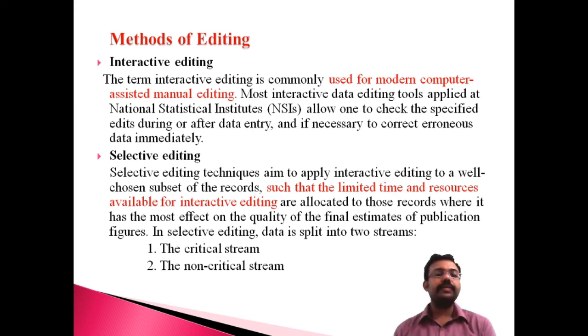And the second category is selective editing. Selective editing means, suppose you have time constraints. Sometimes when you are performing an editing activity, time is constrained, so we select certain elements only for completing the activity. That category of editing is known as selective editing. Selective editing is a technique that aims to apply interactive editing to a well-chosen subset of the records. That means it is a part of interactive editing. Selective editing is performed from interactive editing.